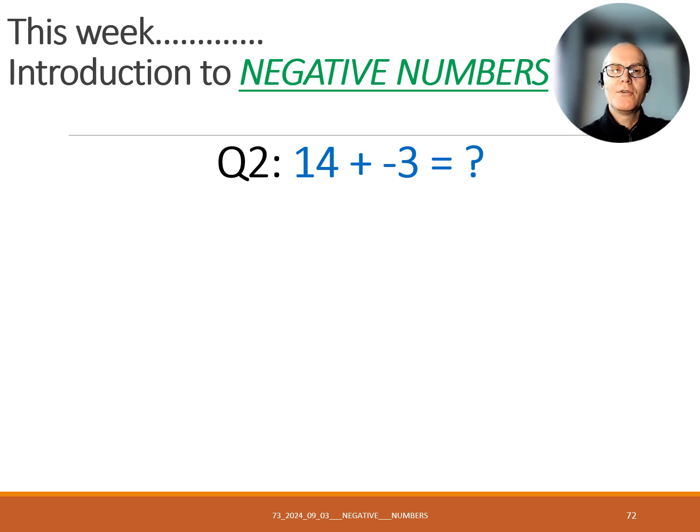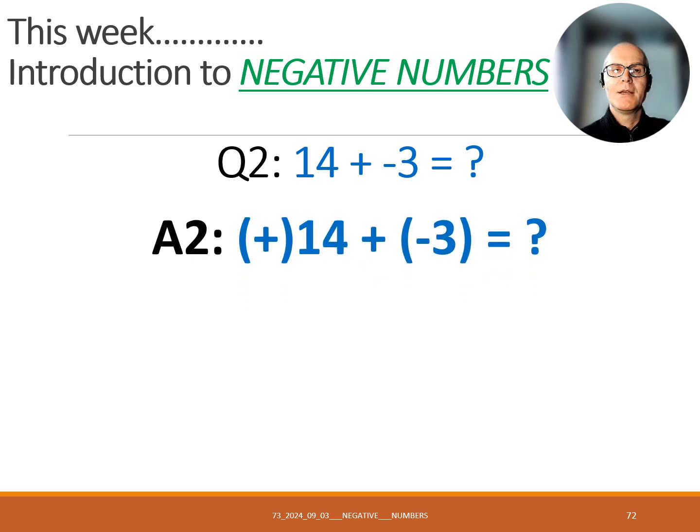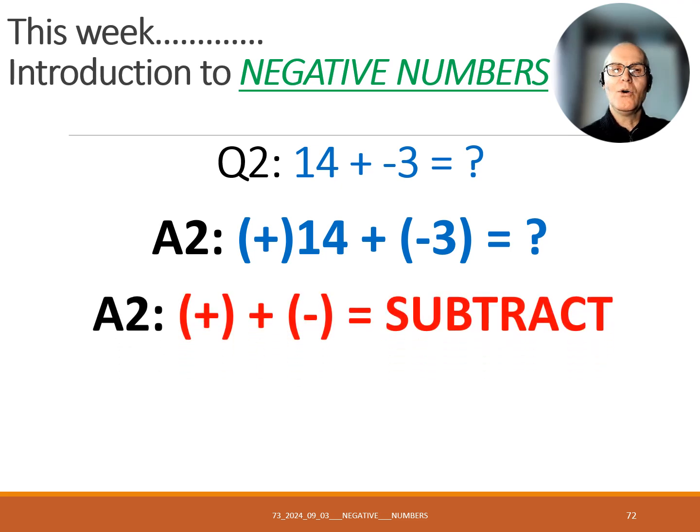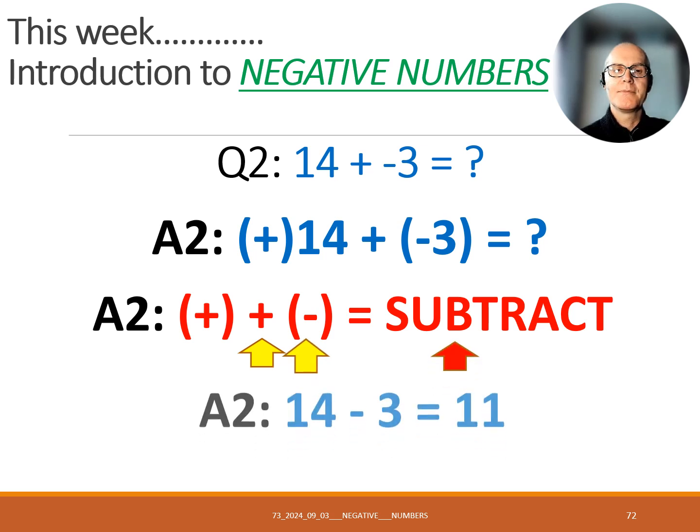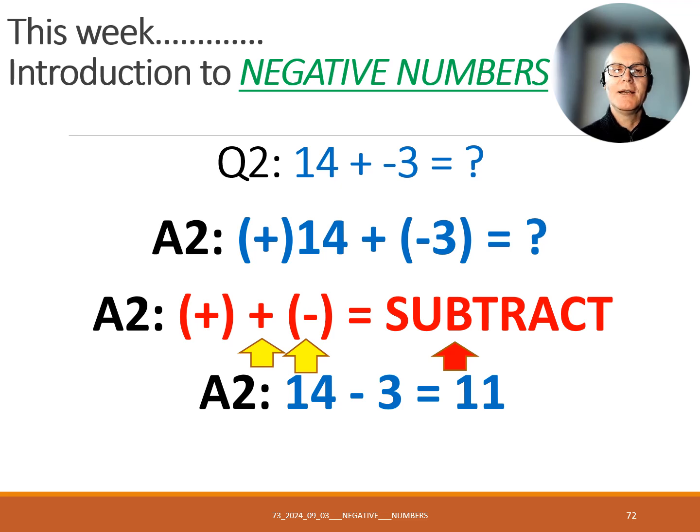Question 2. 14 plus negative 3. Let's put the signs in. We have positive 14 plus negative 3. So we've got addition of a negative. Addition of a negative equals subtract. Addition of a negative number means you subtract. So we have 14 minus 3 equals 11.